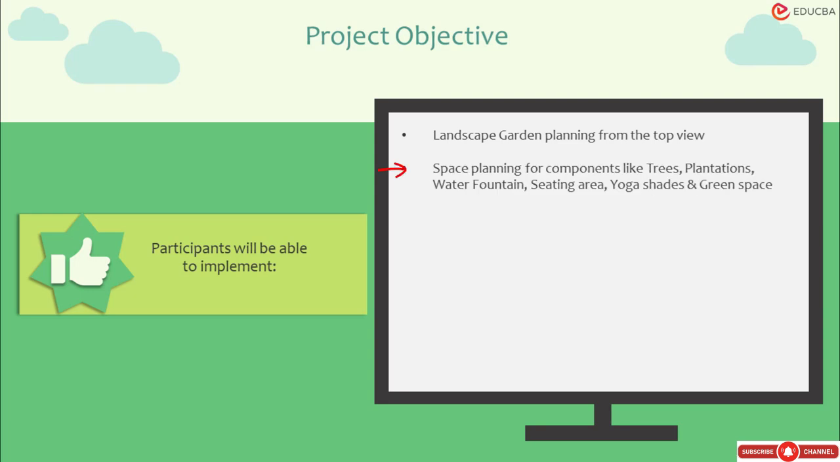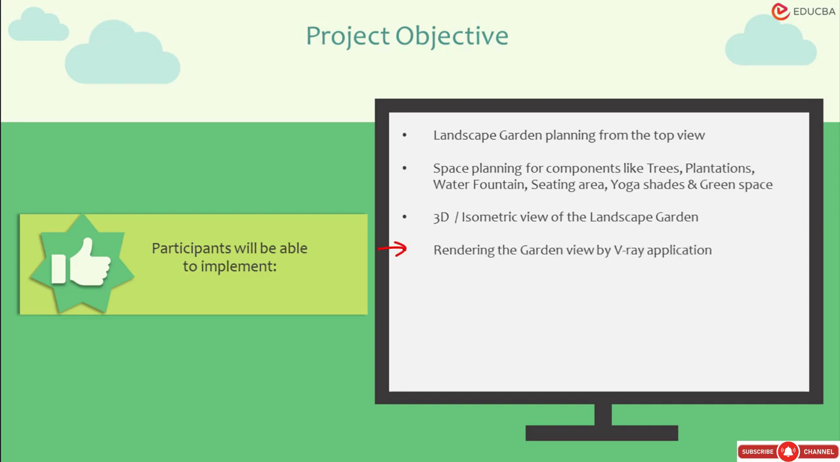Space planning for components like trees, plantations, water fountains, sitting areas, yoga shades and green space. Each component requires some space. So if we have predefined the dimension of a certain component, we can easily install that component into the garden area. Then, 3D or isometric view of landscape garden. We are going to design the 3D view or the isometric view of the landscape garden, so we should implement that into our project.